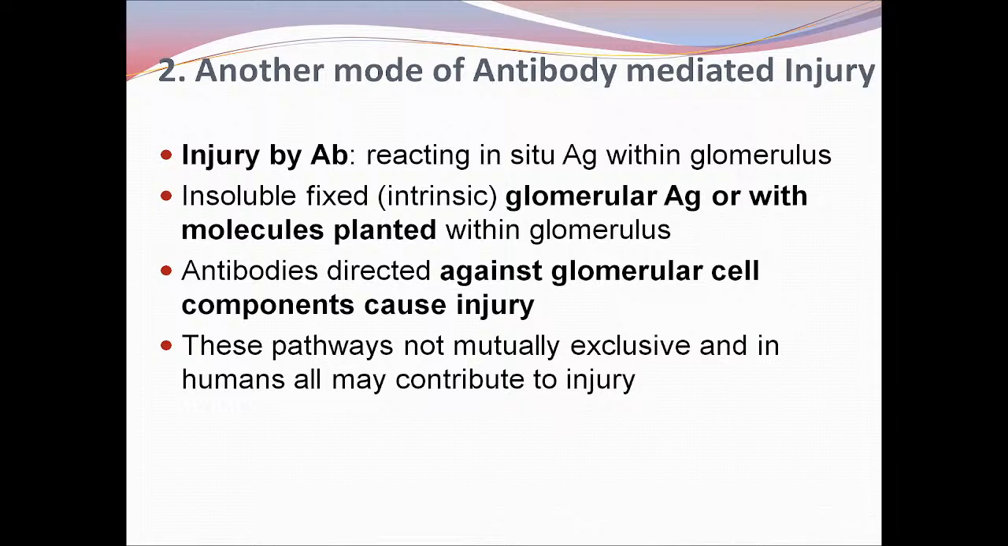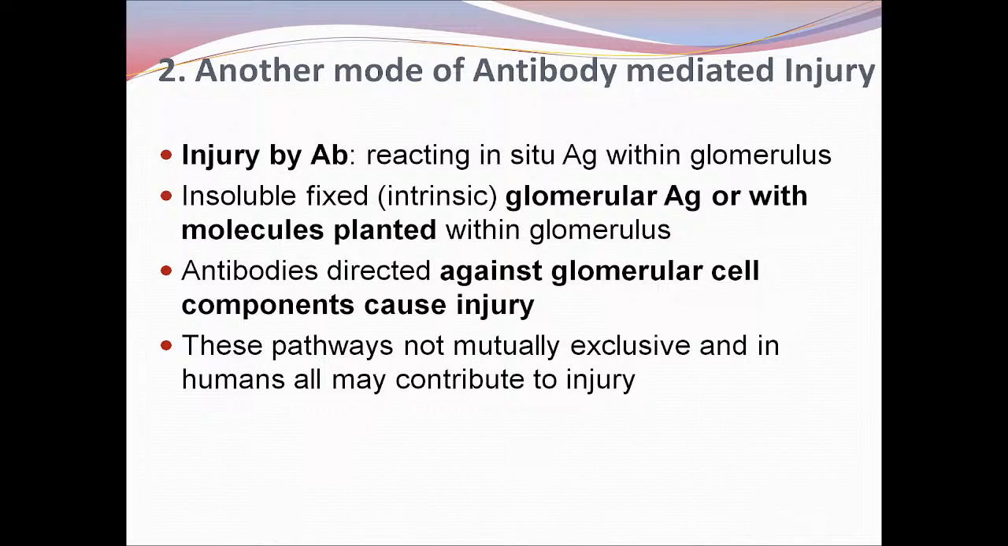Then another antibody mediated injury will be an injury by the antibody itself. So, in that case there is an in situ antigen of the glomerular component. So, now the antibodies form against any of the components of the glomeruli. In the first setting what we have seen, there is no pathology in the glomerulus, it is the complex which is formed somewhere else and getting deposited in the glomerulus. In this situation the antibody is targeted directly to some of the components or antigens of the glomerulus, reacting in situ within the glomerulus. It may be an insoluble, intrinsic fixed antigen, or it may be a molecule planted within the glomerulus.